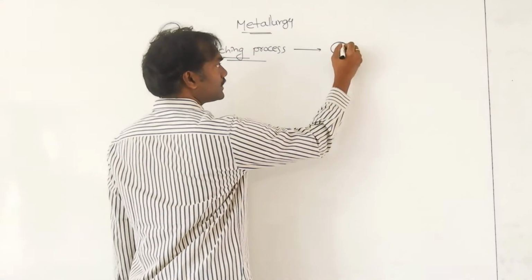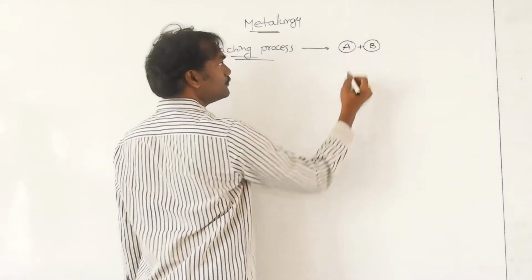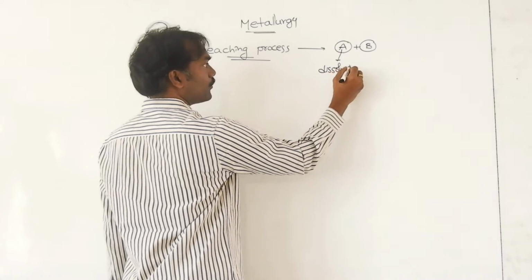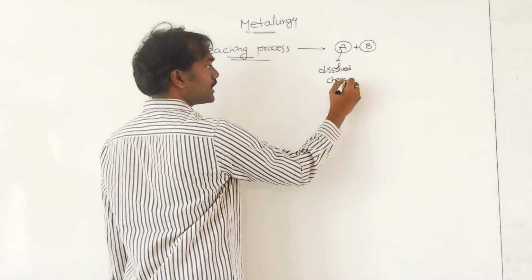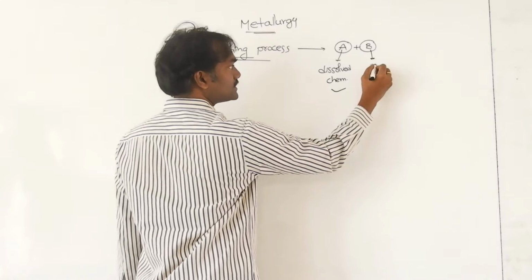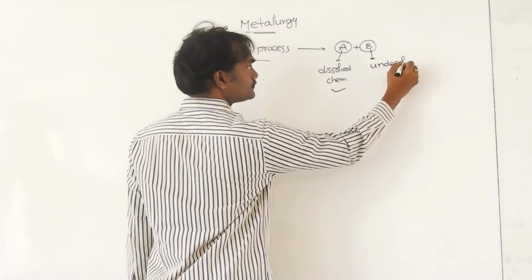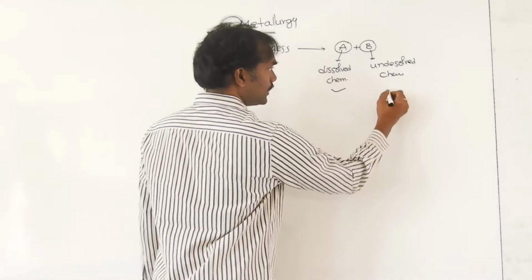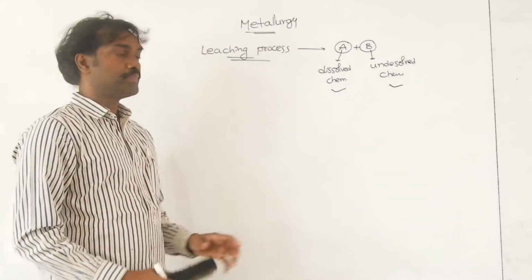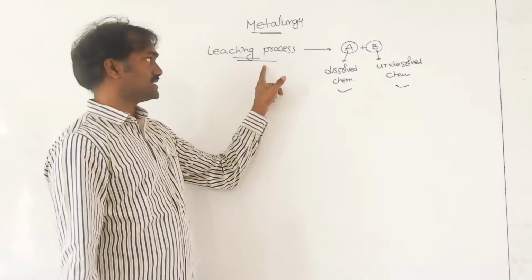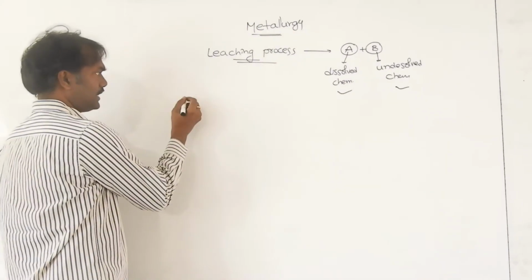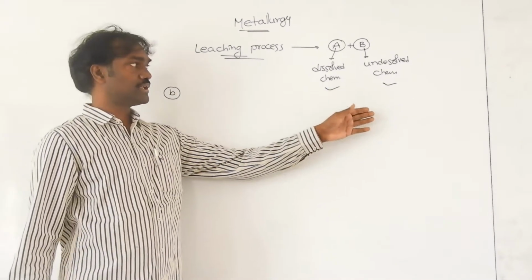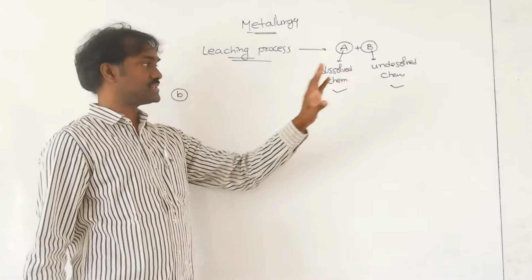If you take a metal mixture with impurity, one will be dissolved in a suitable chemical and the other one is undissolved in that chemical. That type of combination we use in the leaching process. The example we saw previously was bauxite, where the leaching compound is NaOH.